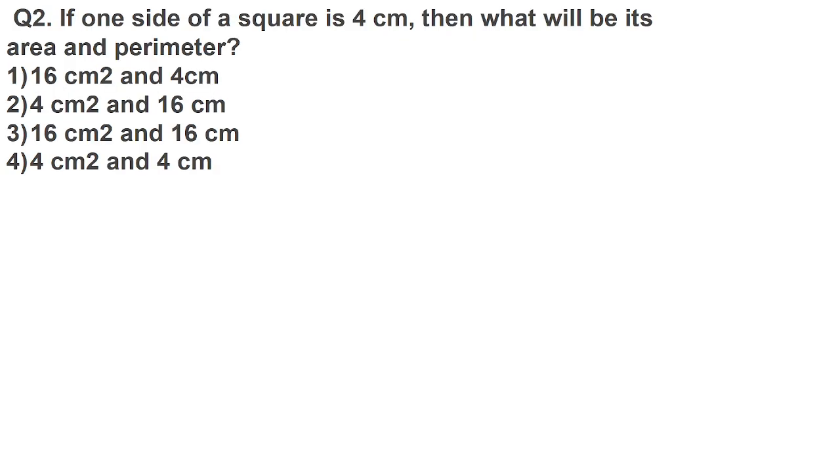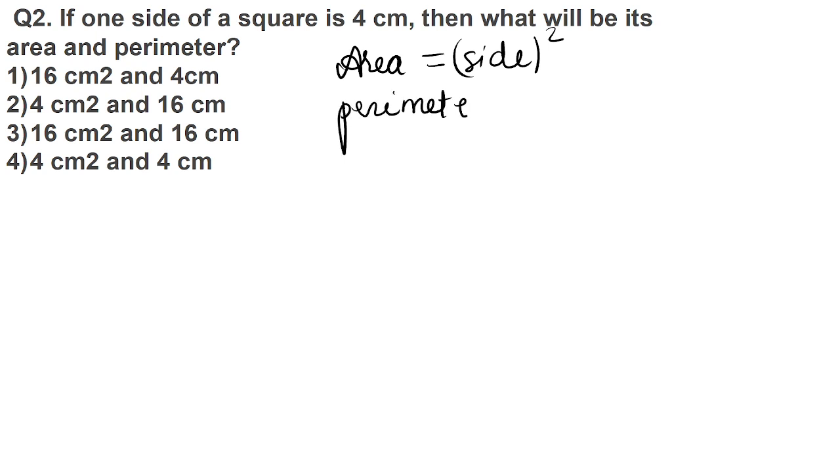Moving ahead with the next question. If one side of the square is 4 centimeter, then what will be the area and the perimeter? Again, two formulas will be covered in this question. You should know the area of the square and the perimeter of the square. Now note down the formulas. The area of the square is equal to side square, and the perimeter of the square is equal to the sum of all the sides of that square. There are four sides and all four sides are the same, always remember, and the sum of the four sides will be equal to 4a, simply 4a.